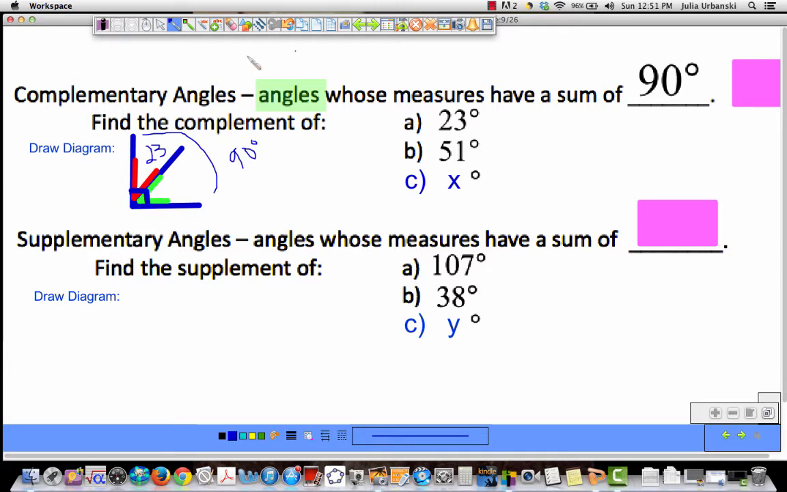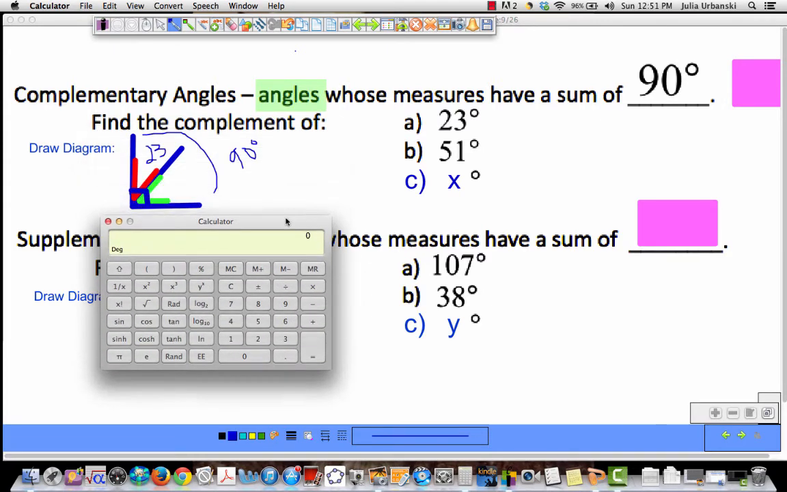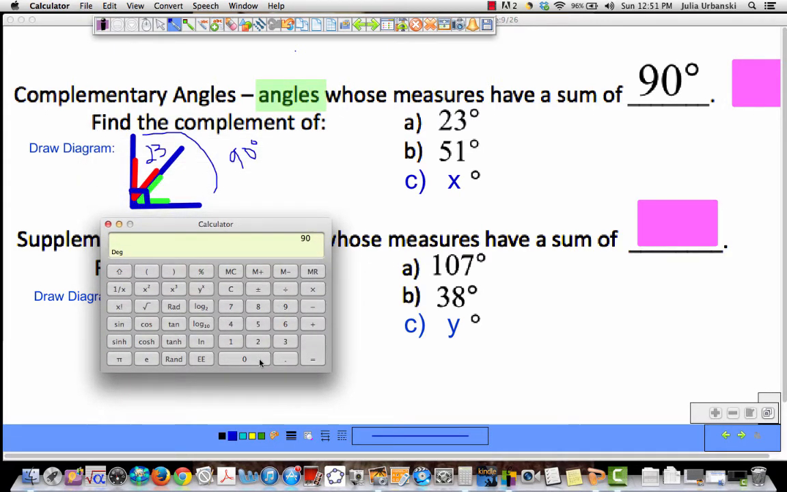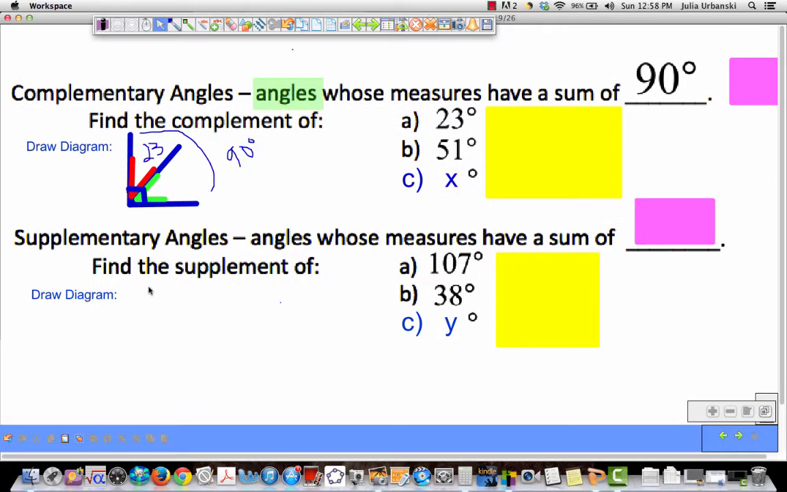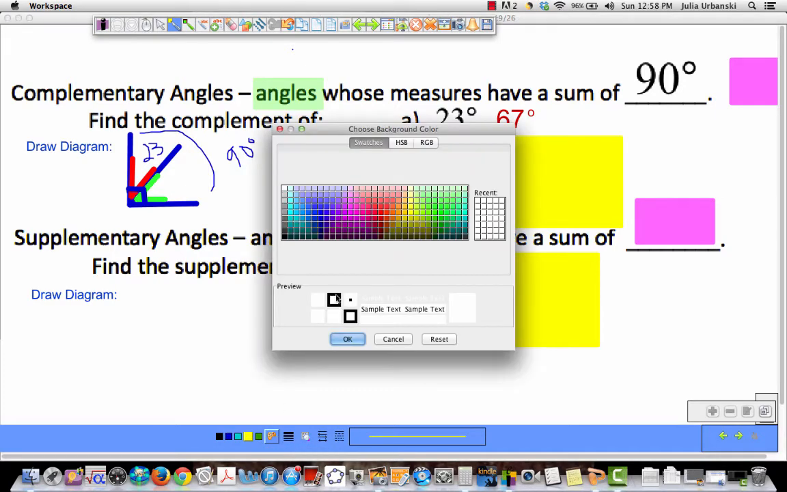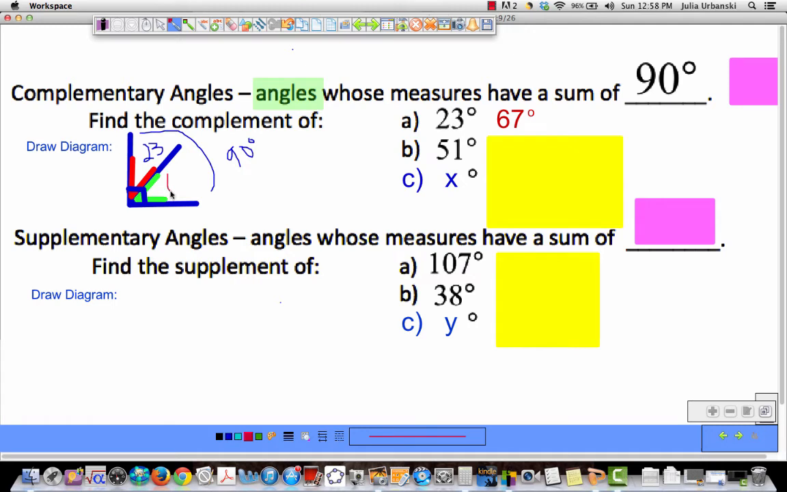You would subtract. So use your calculators because we don't want to let any little mistakes throw off our whole problem. It's going to be 90 minus 23, and there you go. You get an answer of 67. So when you subtract 90 minus 23, you end up getting 67 degrees. So the other angle right here would be 67 degrees. Just like you did on the quiz on Friday.